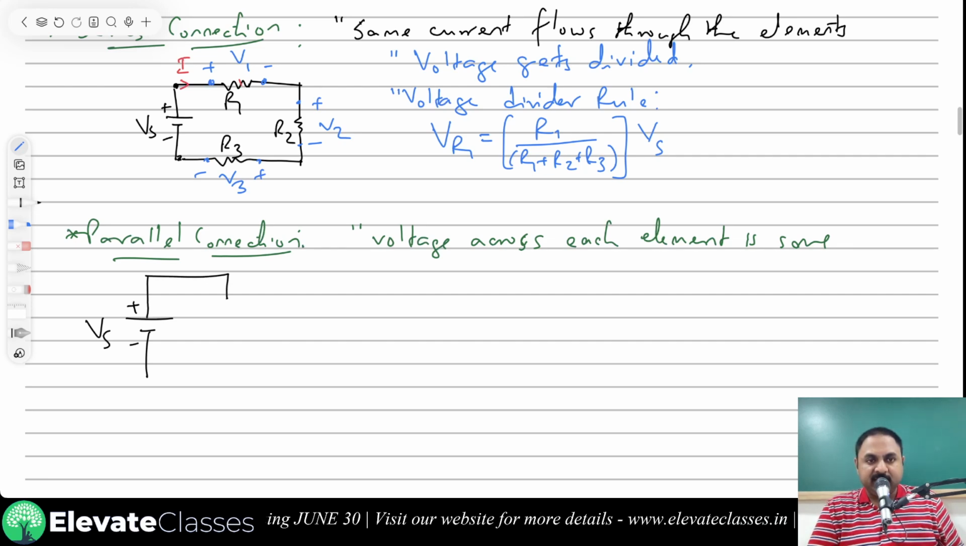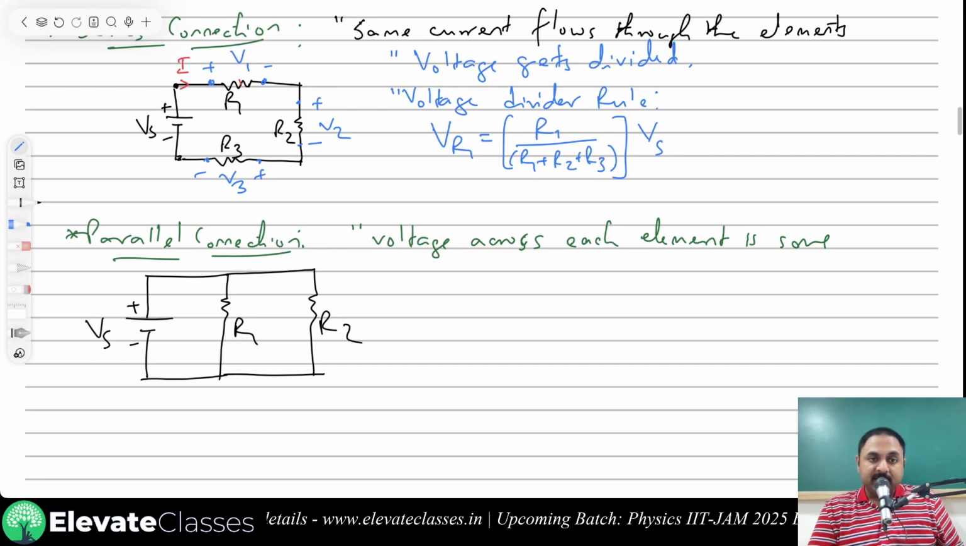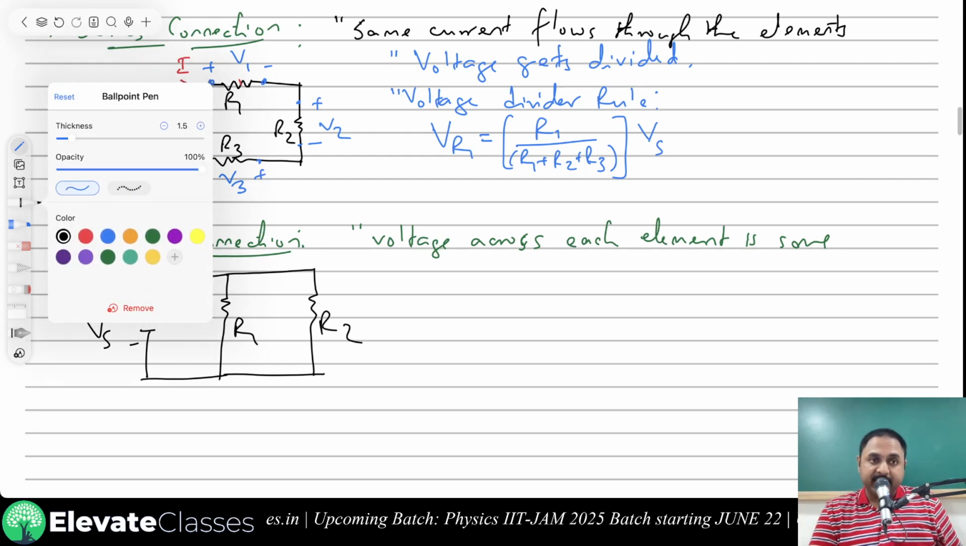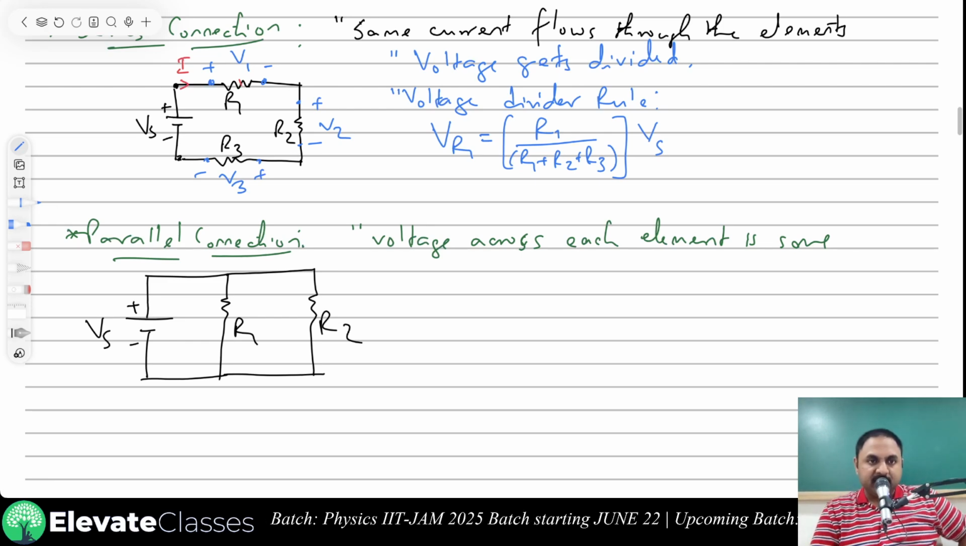And now let me take a few resistances. Let's say this is resistance R1 and this is resistance R2. Now, if you see, these two are said to be in parallel because the voltage across these two resistances is the same. What do I mean by that? Suppose you take a multimeter, you place a probe here, and you connect a voltmeter.